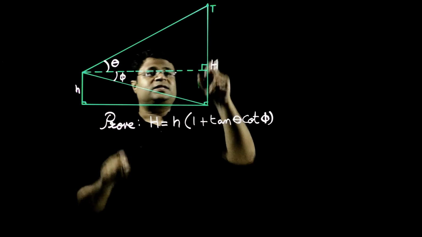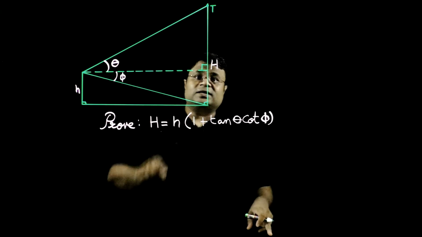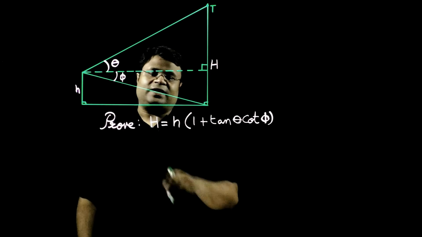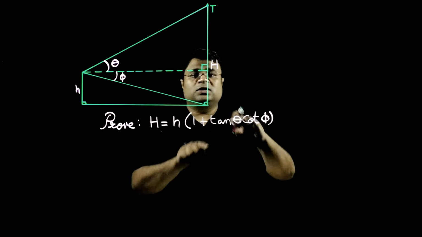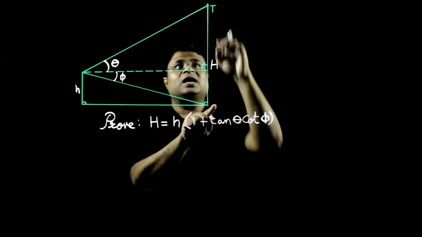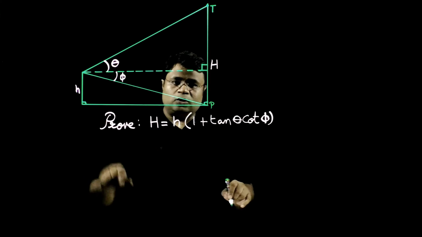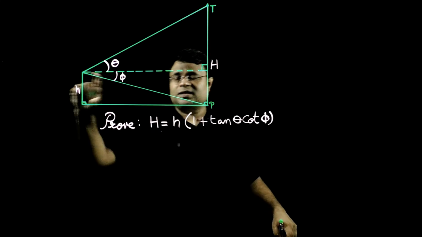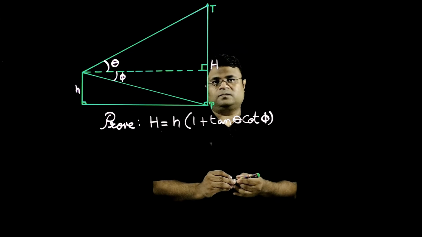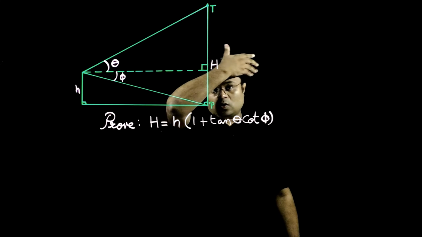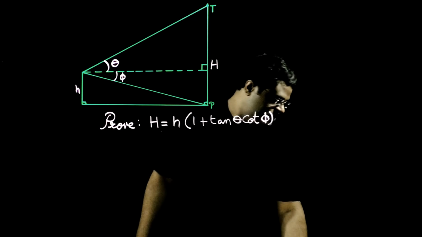The angle of elevation is theta. And the angle of depression of the bottom of the same house is phi. Prove that the height of the house across the street is equal to h, that is this h, into 1 plus tan theta cot phi.